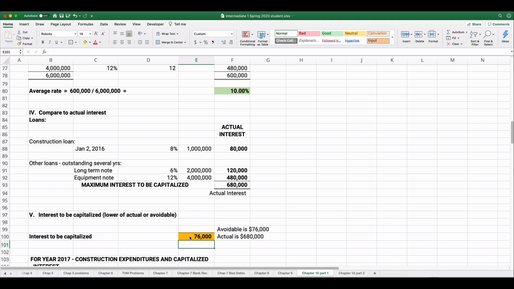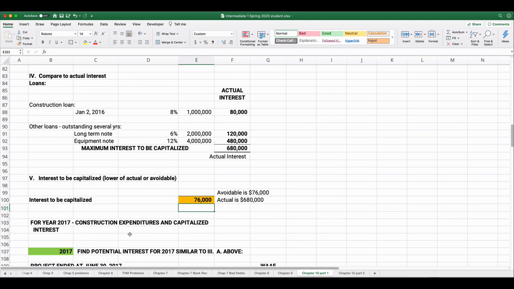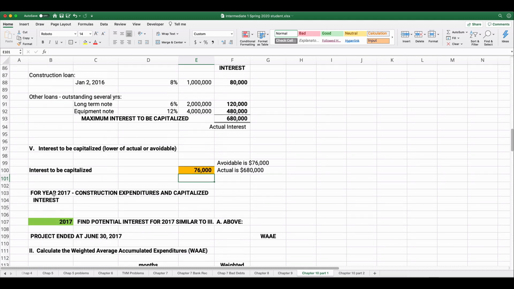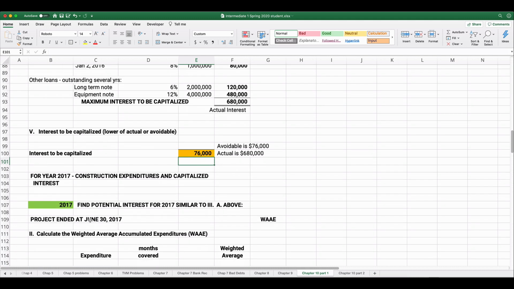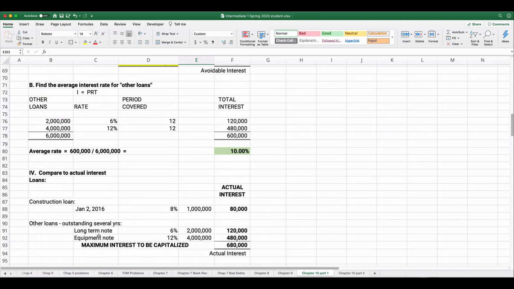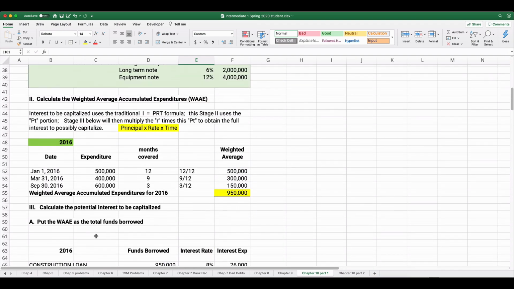Make sense? Okay, we need to do the second part of this problem, which is the year 2017. So it's going to be a similar problem. We've got number 1, we've got all the numbers here. Go back and look at all the numbers.